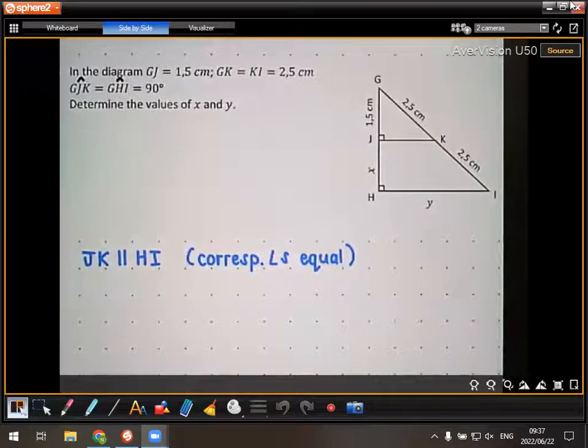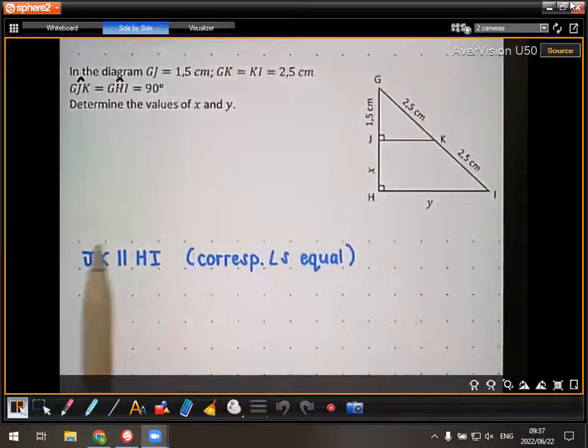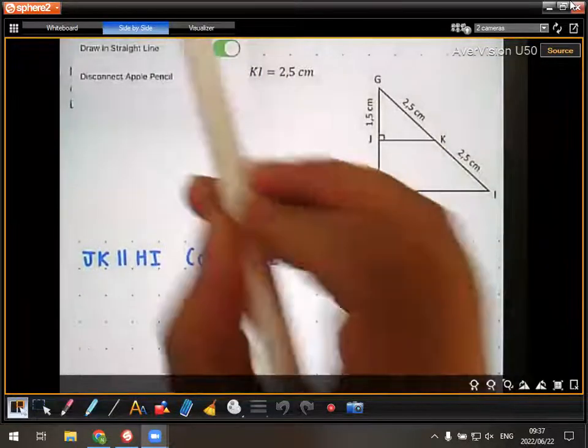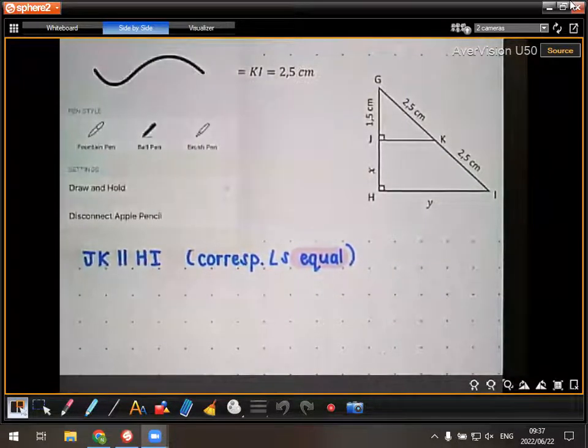All right, JK parallel to HI. Guys, what you cannot do is say corresponding angles, JK parallel HI. That reason, corresponding angles and parallel lines, is what you use when the parallel lines are given. If you are proving that two lines are parallel, you have to say corresponding angles equal, or alt angles equal, whatever. So that's very important. Maybe you just want to highlight that equal there. If you don't have the word equal, or at least the equal symbol, you're not going to get that mark. You also can't just say corresponding angles. You have to say corresponding angles equal.